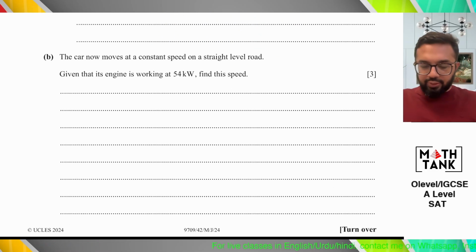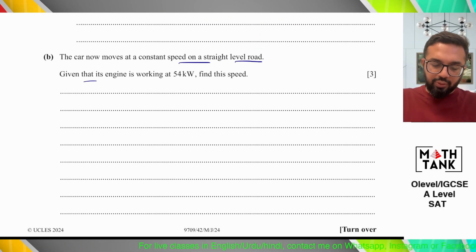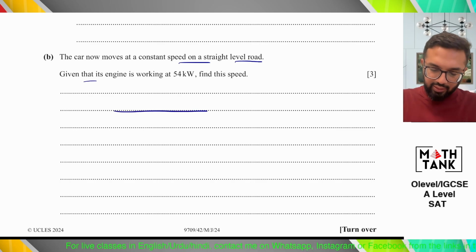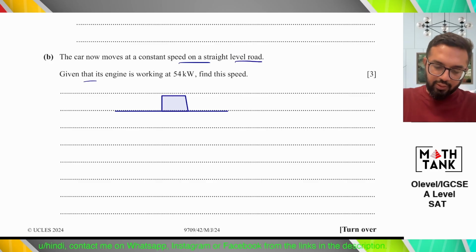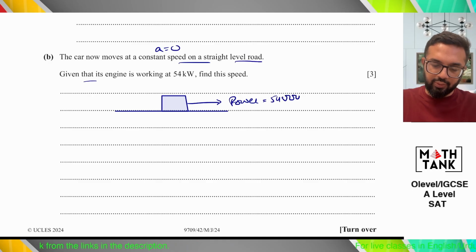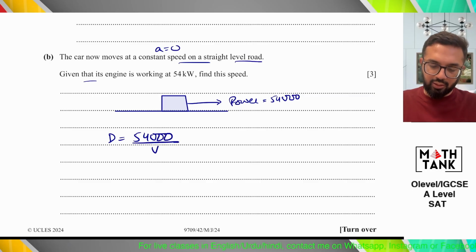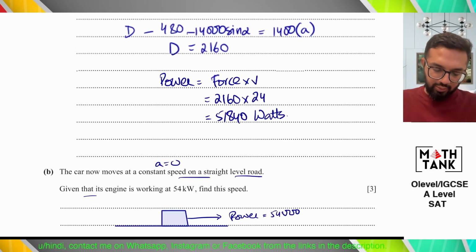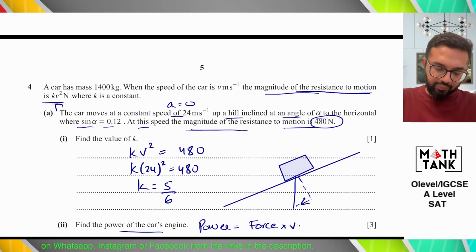The car now moves at a constant speed on a straight level road. Given that the car's engine is working at 54 kilowatts, find this speed. Again, acceleration has to be 0. This time the power is 54,000. Okay, so the driving force should be 54,000 divided by the speed. 54,000 over V. Now it is given instead, so this information is not relevant.